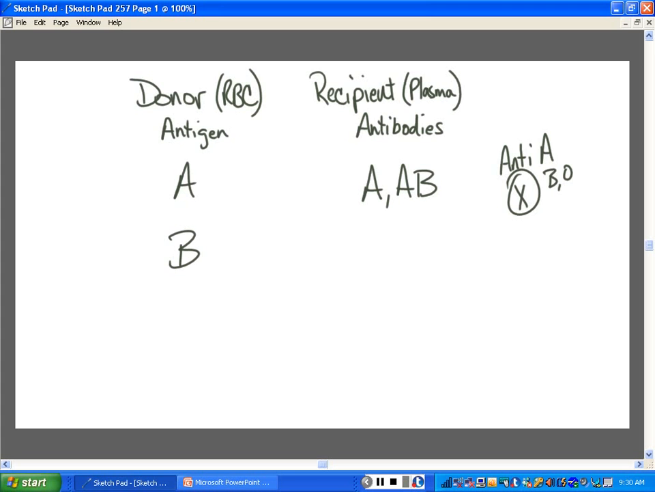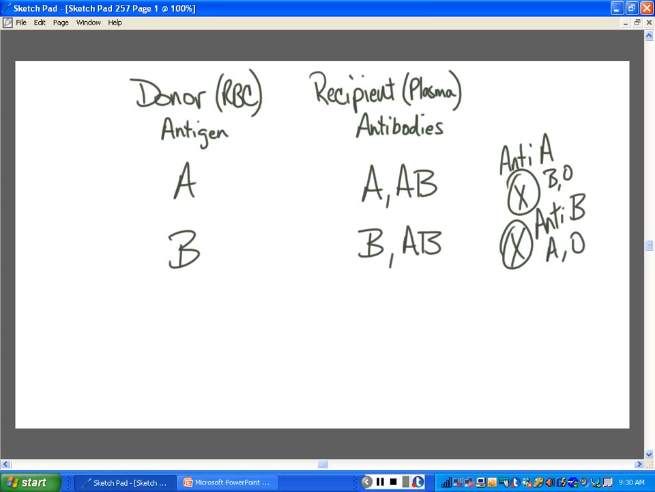Type B can give to anyone that does not have what? Well, let me rephrase that. They can't give to people that have what? Anti-B. Who has anti-B? Type A and type O. I know it takes time to work with this before you can just spit the answer right out. Right now you're probably having to look at your table. But on the test, you can draw your table out, and then you can look at it and figure it out. That means that type B can give to itself and AB.